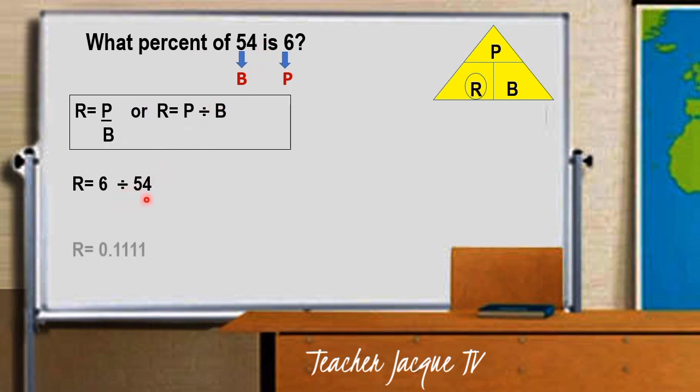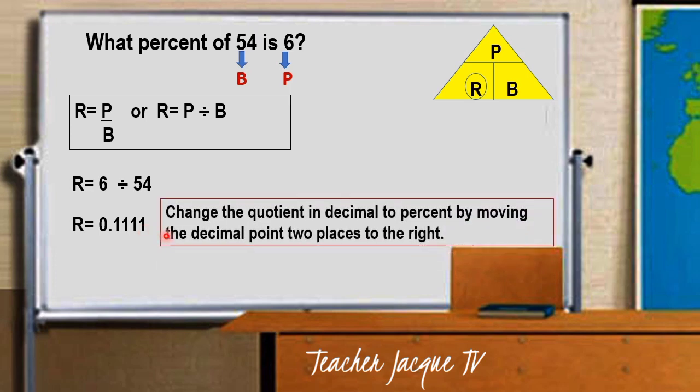So, 6 divided by 54 is equal to 0.1111, 1,111 thousandths. Now, we need to change the quotient in decimal to percent form by moving the decimal point 2 places to the right. So, ito yung ating decimal point. I-move natin siya ng 2 places to the right. So, 1, 2. Kaya ang ating sagot ay 11.11%. So, ang ating rate, ang ating final answer ay R is equal to 11.11%.